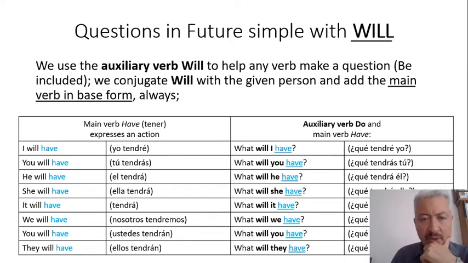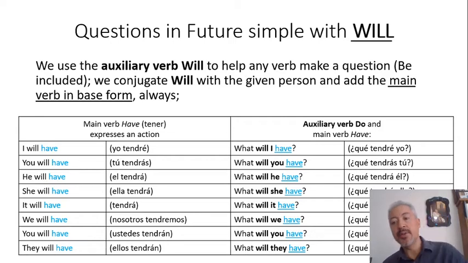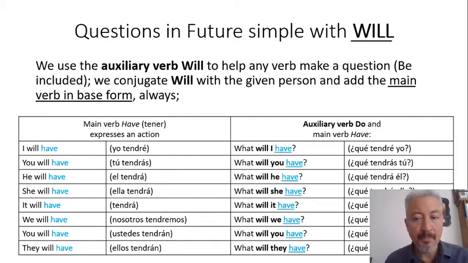We use the auxiliary verb will to help any verb make a question. Any verb. Be included. We conjugate will with the given person and add the main verb in base form, always. Main verb have, expressing an action. I will have, yo tendré. She will have, ella tendrá. They will have, ellos tendrán.